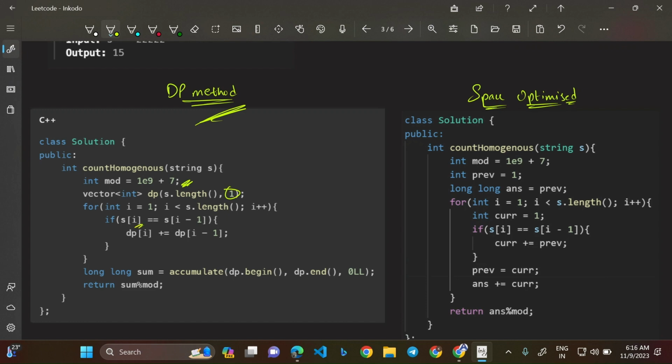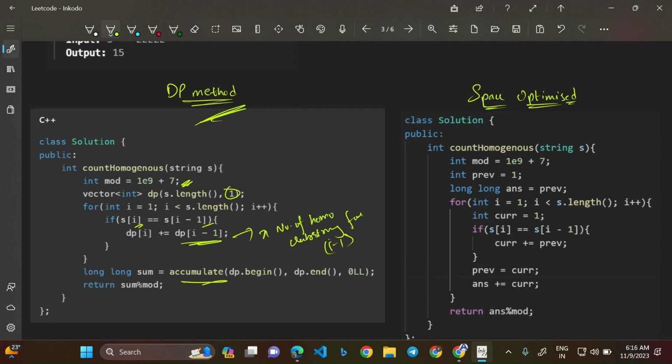If s of I is equal to s of I minus 1, then add all the DP of I minus 1 possibilities. If there are x number of homogeneous substrings possible for I minus 1, then add all those to the DP of I. That is the very simple observation that we have made, and that's what we are doing.